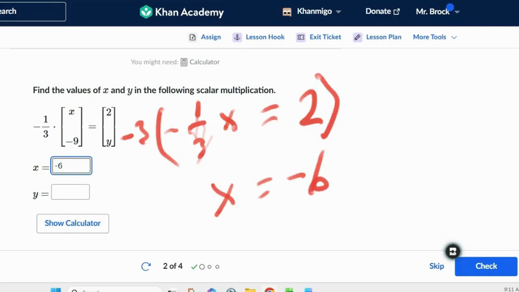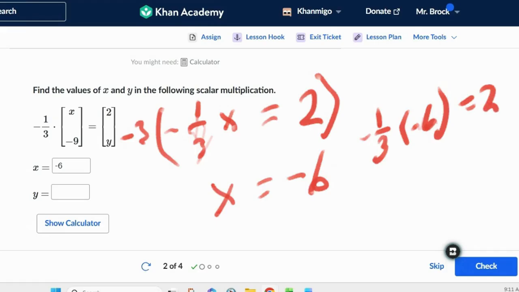Because -1/3 times -6, negative times a negative, 1/3 times 6, that would equal the 2 that we're looking for right there. All right.